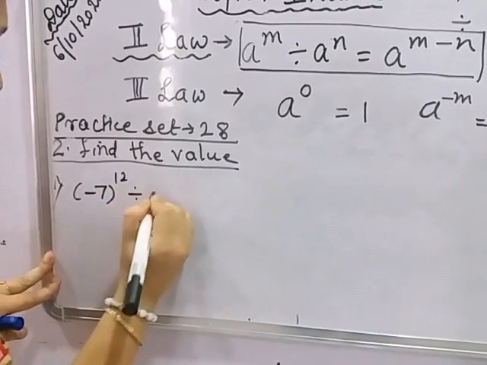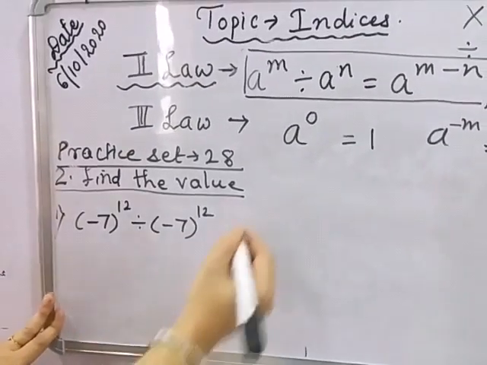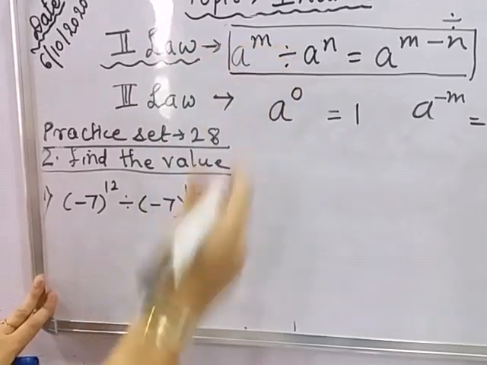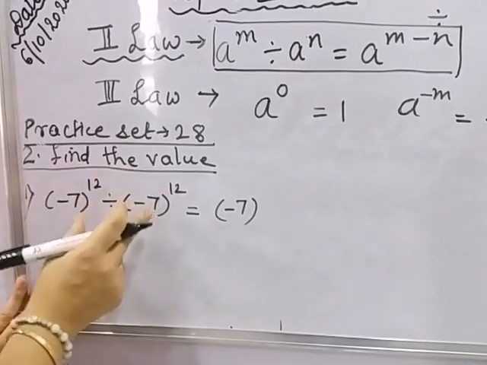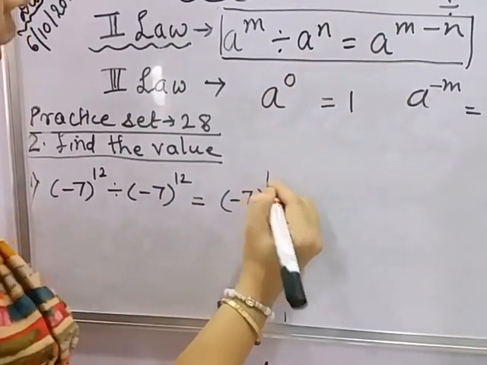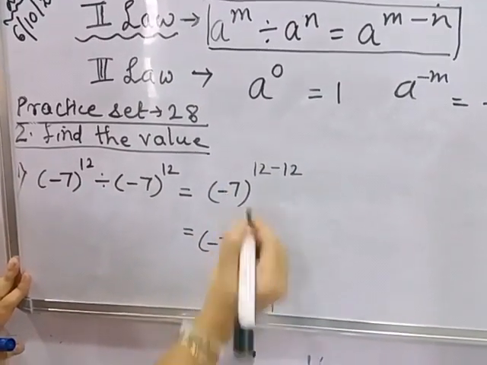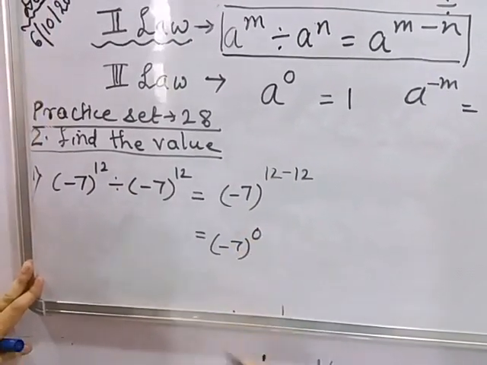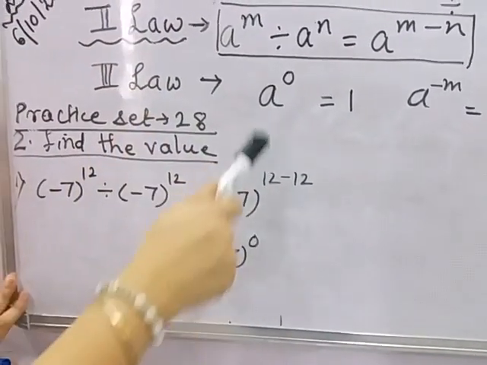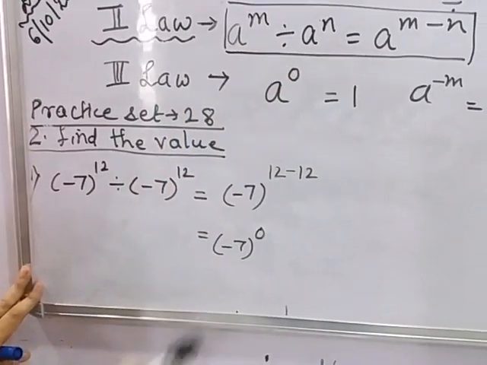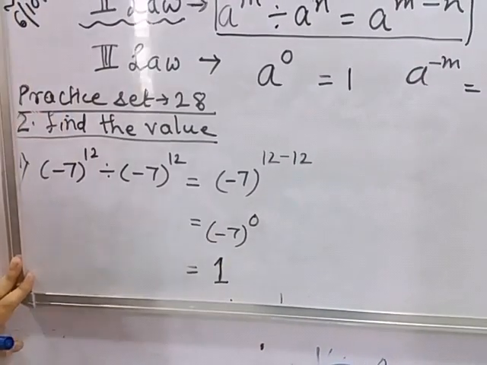Negative 7 raised to 12 and negative 7 raised to 12. Okay, so let's use the law of indices over here, the second law. What is the common base? Negative 7. The indices are also the same, but according to the law of indices, we subtract the indices. So we get negative 7 raised to 12 minus 12, that is 0. What I told you: any rational number, not necessarily positive, negative or fraction, whatever, raised to 0, what is the answer? 1. Same way here, negative 7 raised to 0, the answer is 1.